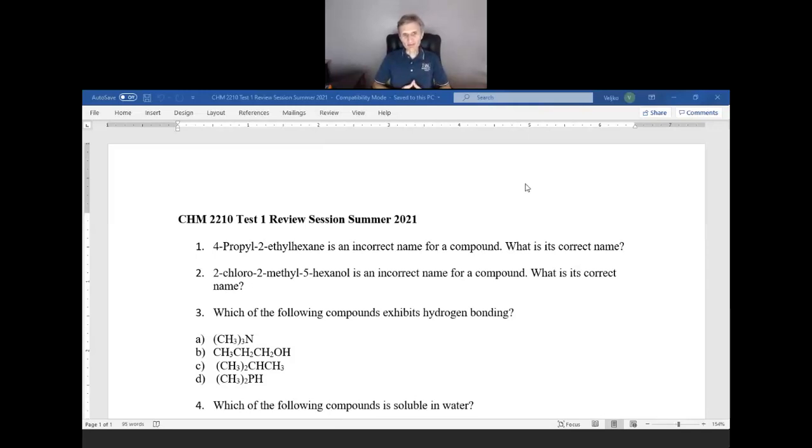So first, to deal with incorrect names and then converting them to the correct name. The first one is 4-propyl-2-ethylhexane, which is an incorrect name for a compound. What is its correct name? This is frequently something that gets students confused, and some students don't even bother to answer it, even though it's a relatively easy question.